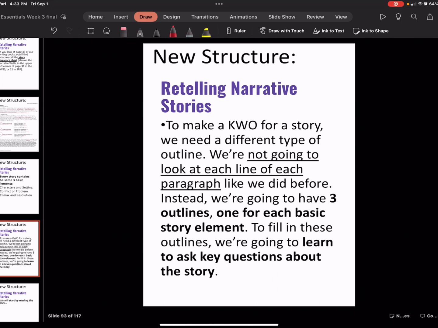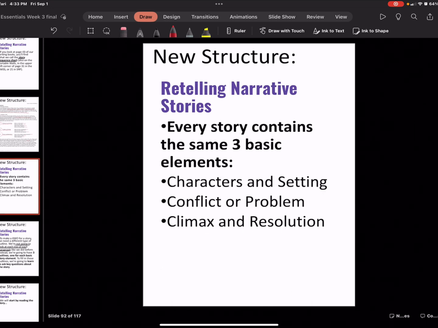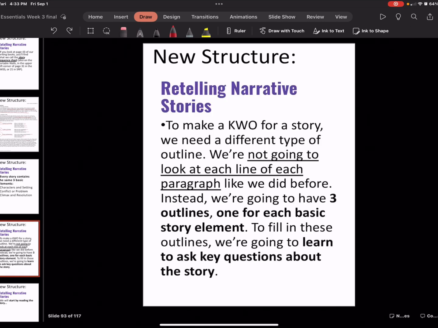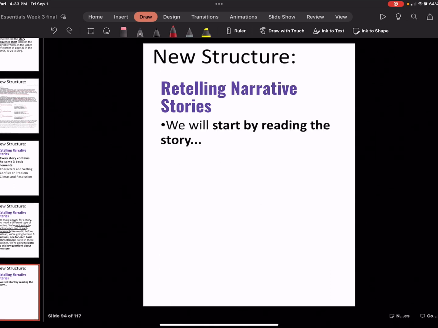We are going to look at a reading passage that has 5 paragraphs, but we are only going to have 3 outlines, 1 for each basic story element. 1 keyword outline for the characters and setting, 1 keyword outline for the conflict or problem, and 1 keyword outline for the climax and resolution. To fill in these outlines, we're going to learn to ask key questions about the story.